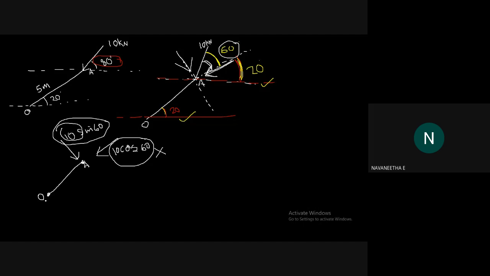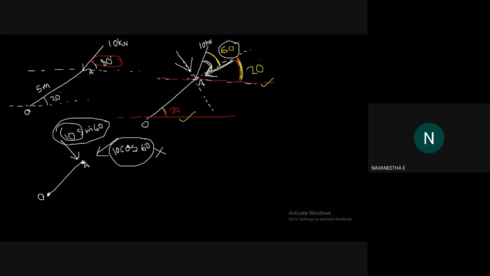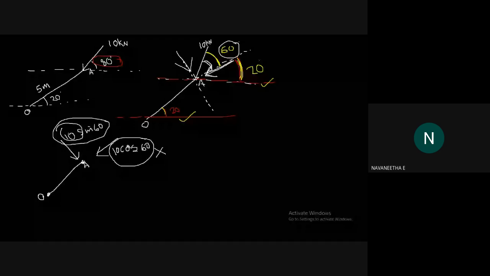What is the perpendicular distance? Distance between 10 sine 60 and O. Look at that, 10 sine 60 is acting at the point A. So we need to know what is the distance between O and A.